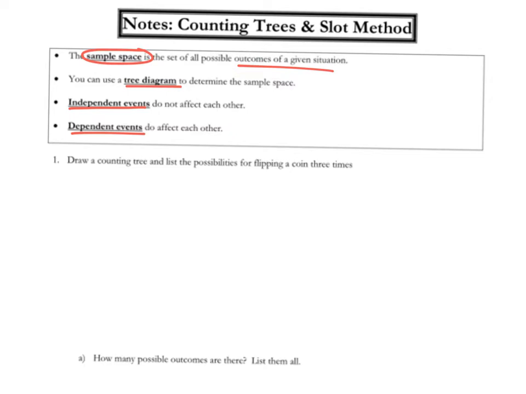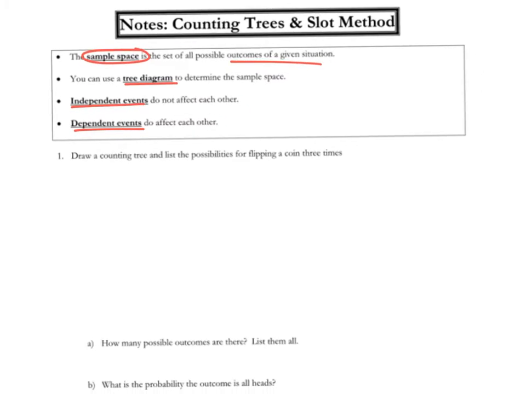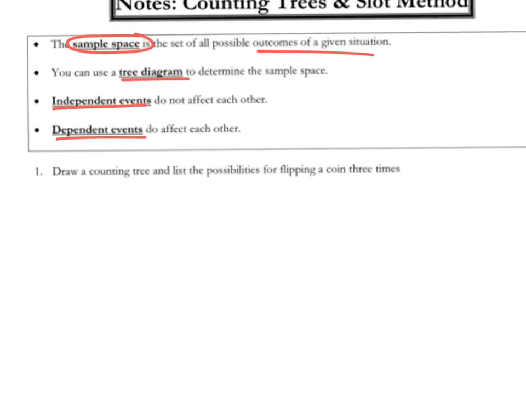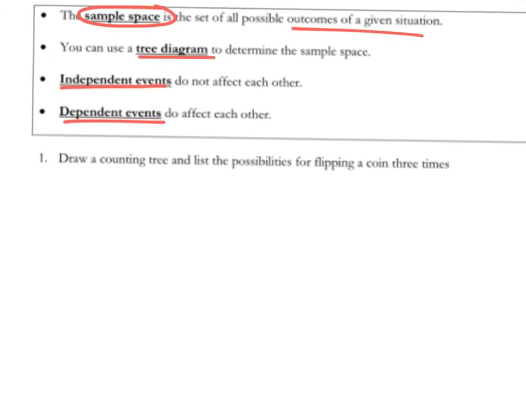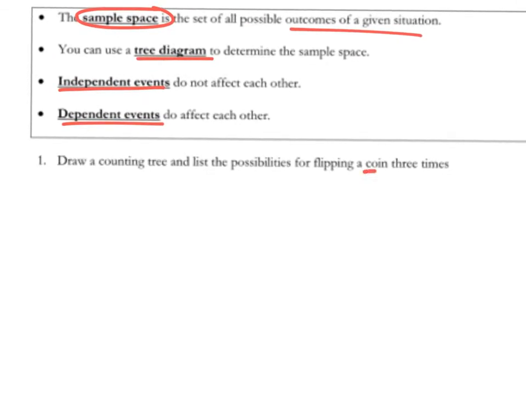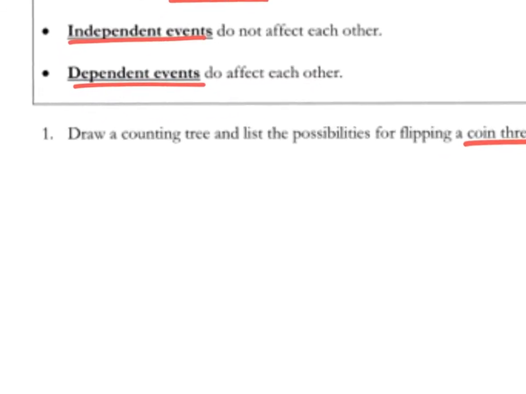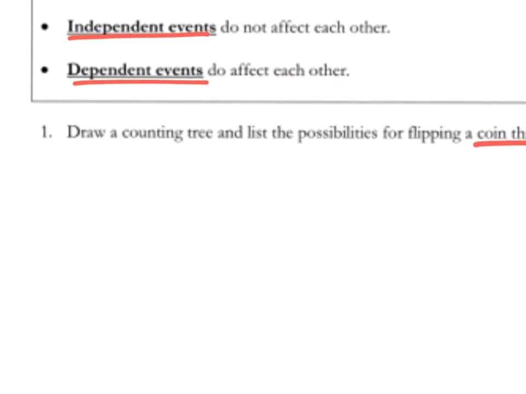So now I'm going to do our first example, one of my favorite problems in probability: drawing a counting tree and listing the possibilities for 3 coin tosses. So fun. All right, I like to organize it this way. We have 3 flips, so I'm going to write down my first flip. What are my possible outcomes on my first flip? Well, either heads or tails. So there's 2 possible outcomes for one flip.